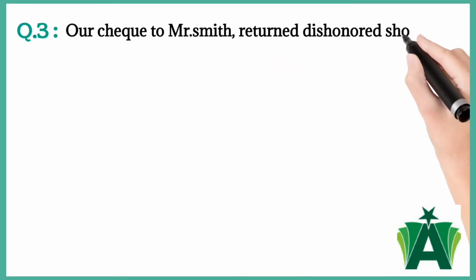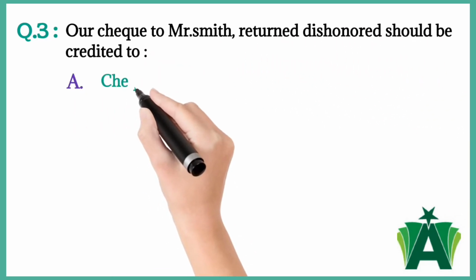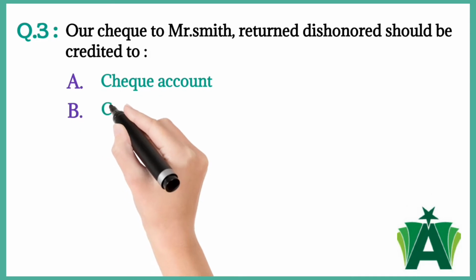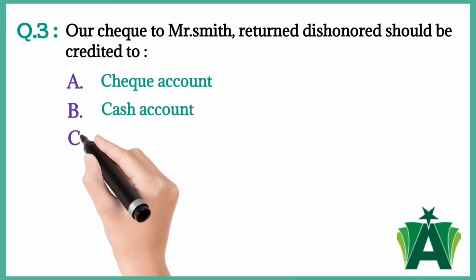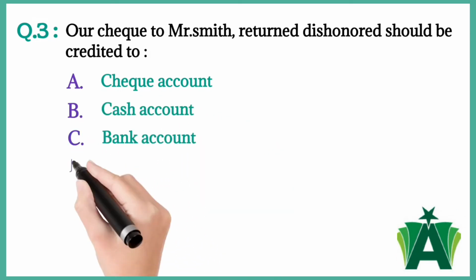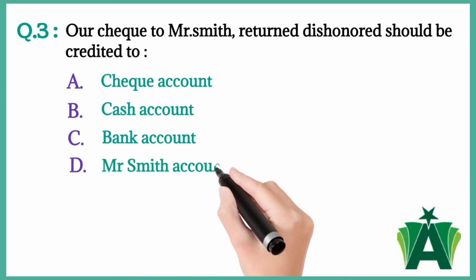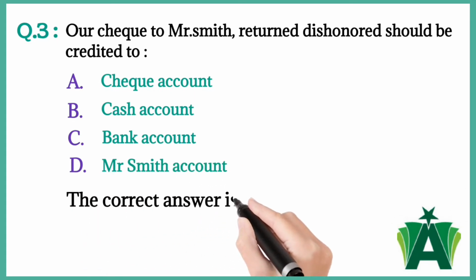Question number 3. Our check to Mr. Smith, returned dishonored, should be credited to A. Check account, B. Cash account, C. Bank account, D. Mr. Smith account. The correct answer is D. Mr. Smith account.